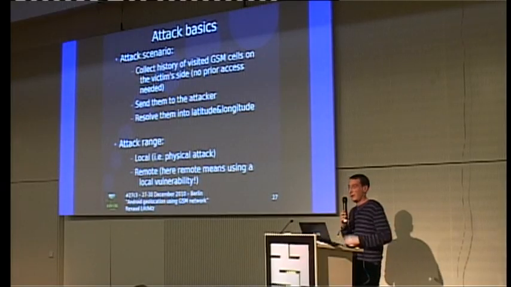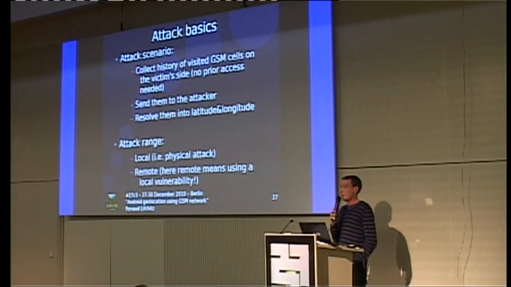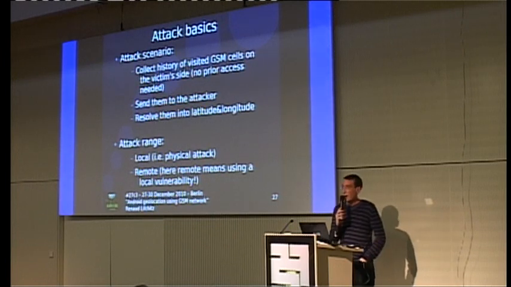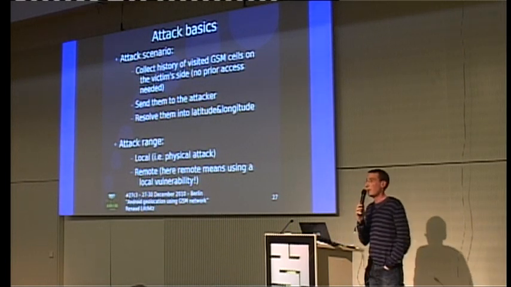Then you need to send this history to yourself, or send it to the attacker, and you have to resolve it into latitude and longitude, of course, in order to draw on a map where the victim was, because cell IDs are not of any help to know where the victim is. So how can we do that? In fact, there are two principal ways to do that.